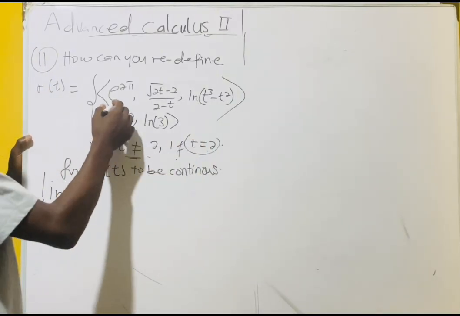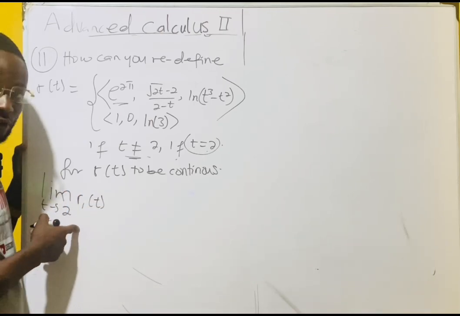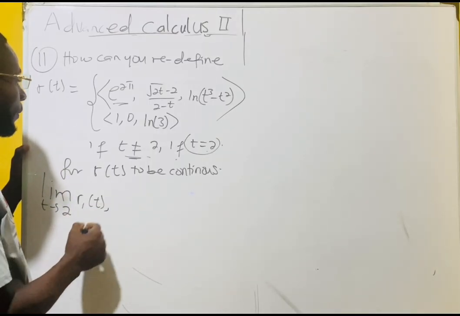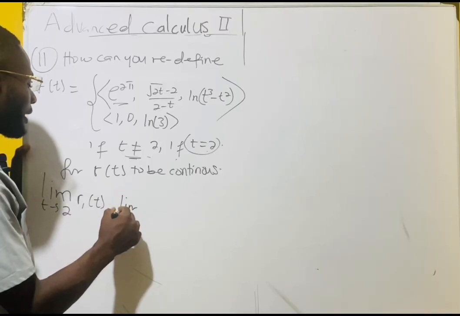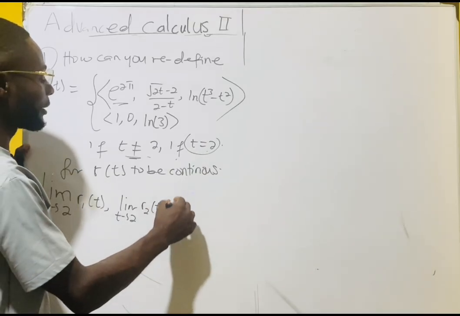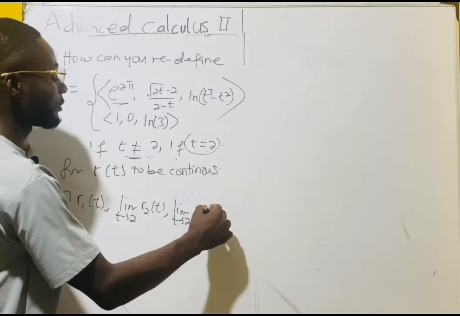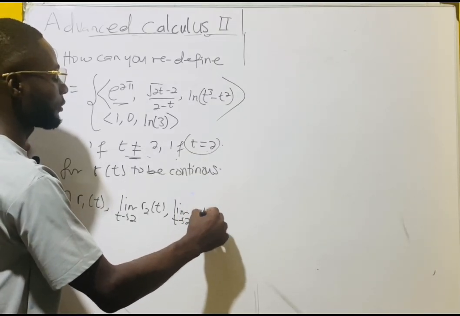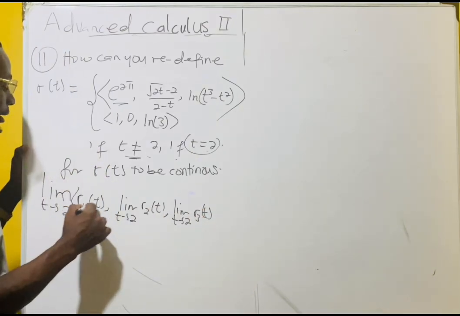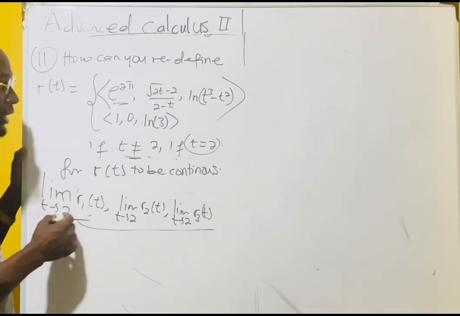So this means that the first part is going to be what? Limit as t approaches 2 of R1 of t, comma, limit as t approaches 2 of R2 of t, comma, limit as t approaches 2 of R3 of t, right? So this is what we are going to handle. This is what we are going to deal with. Okay, so we take it one after the other.